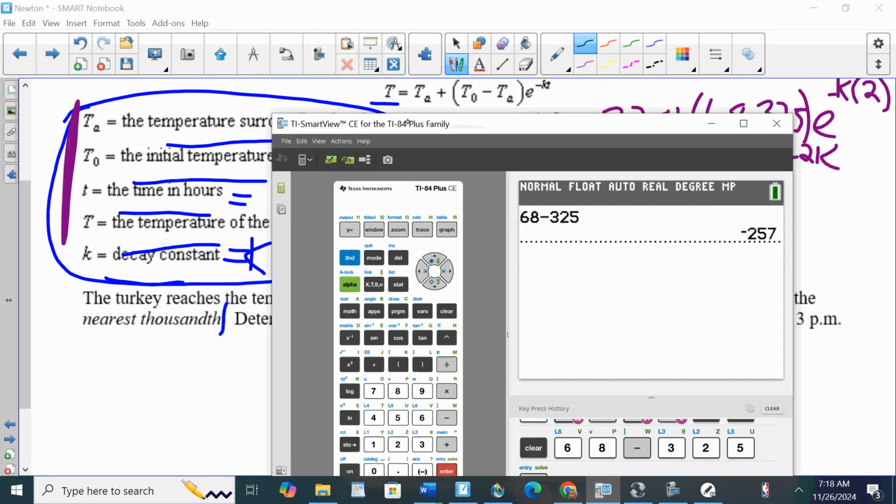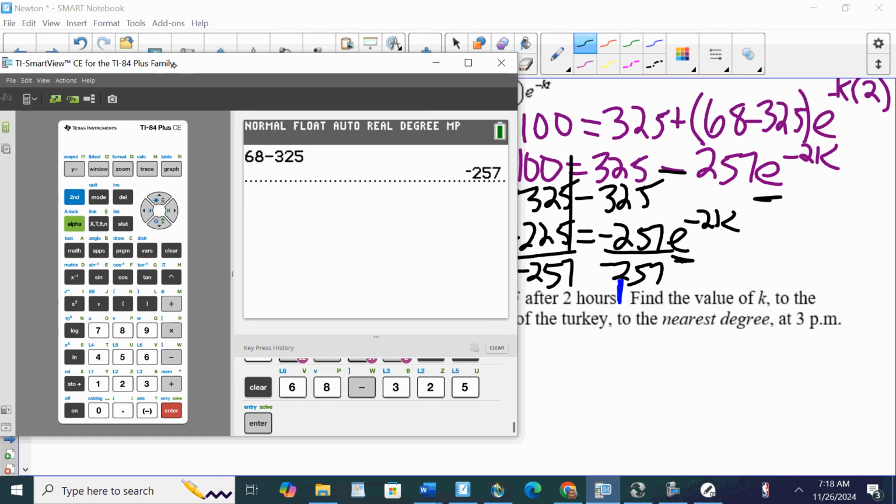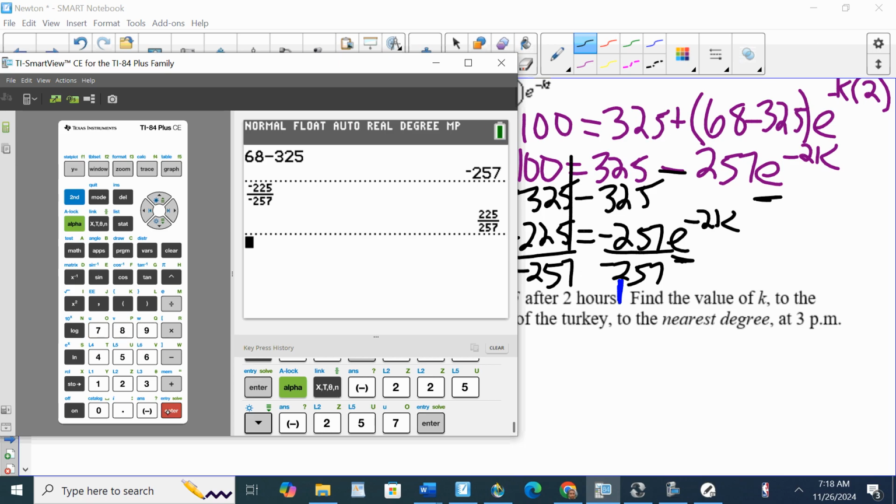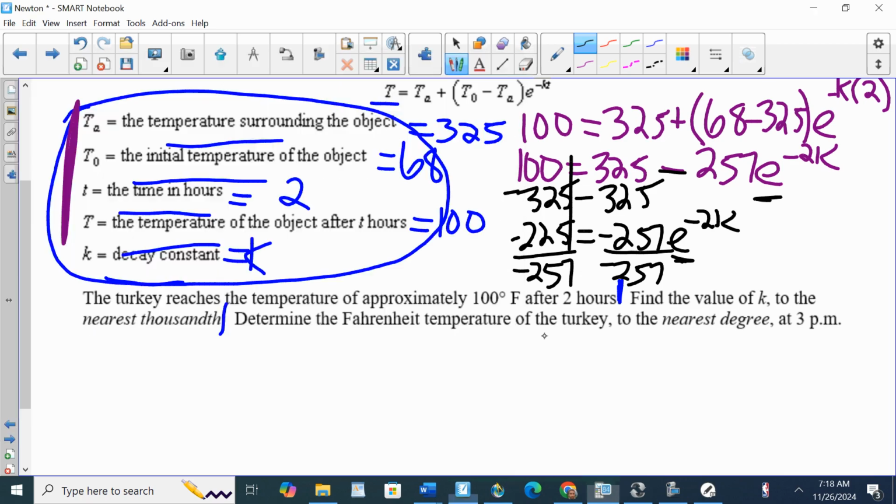So I've got negative 225 over negative 257. You can leave it as that for now, 225 over 257. You can make it into a decimal, it doesn't matter. Equals e to the negative 2k.